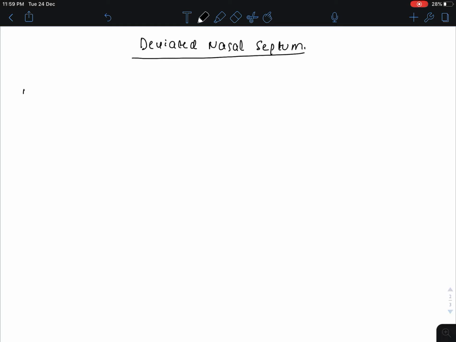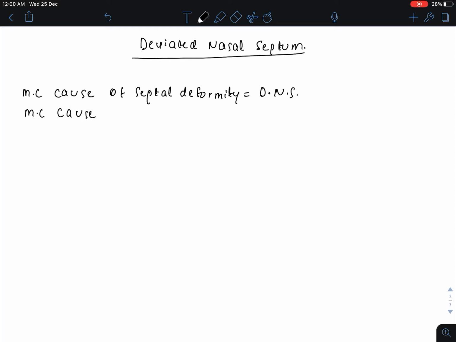So the question is, what is the most common cause of septal deformity? The most common cause of septal deformity is deviated nasal septum. Now the question is, what is the most common cause of deviated nasal septum? So the answer is birth trauma. About 60% of the children are born with some degree of septal deviation.